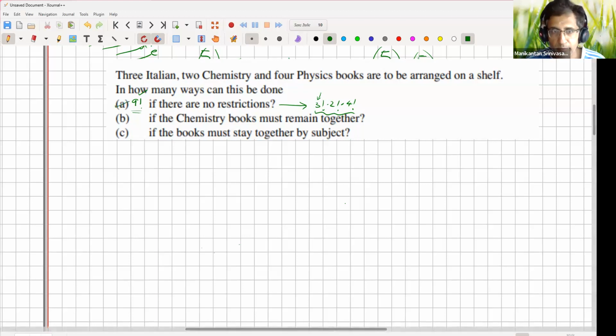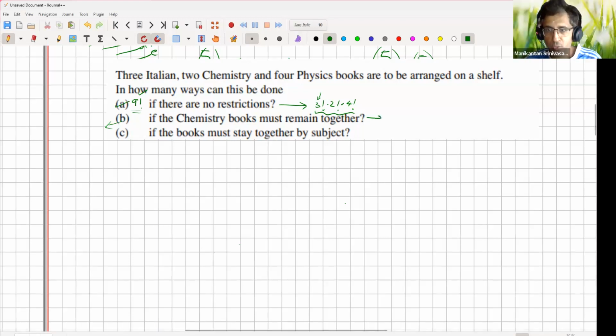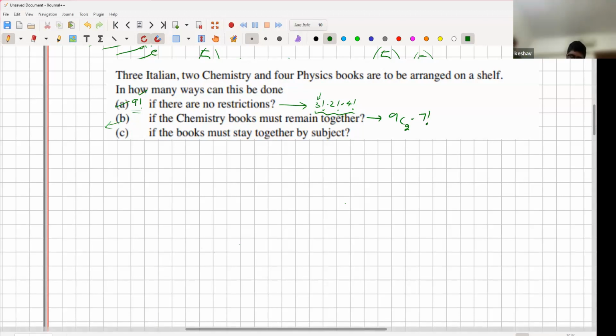Okay. B part, Keshav. If the chemistry books must remain together. I did 9C2 times 7 factorial. 9 choose 2 into 7 factorial. Explain your answer. Well, there are 9 spots. I think there's 9 spots. So there are 9C2 ways, but actually no, that's wrong. Okay, wait, I'll just solve it again. I don't think I've done it right.